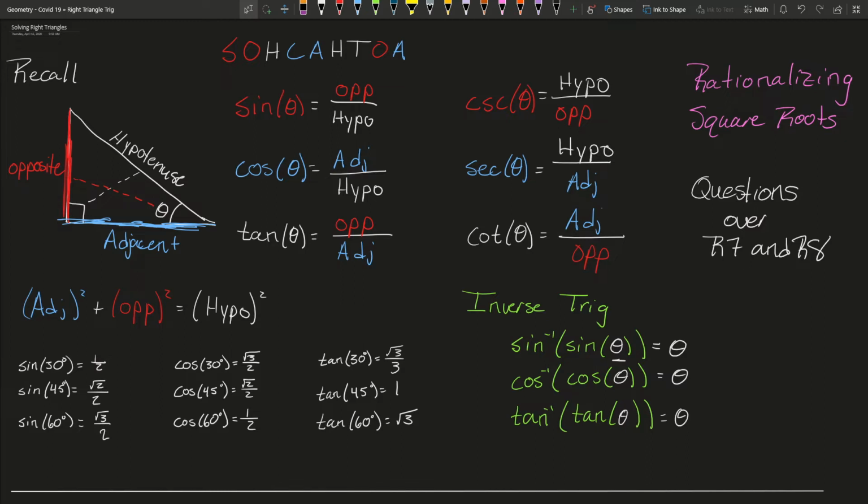Today, a couple things. One, we're going to review everything we've done so far, as you can see on the screen in front of you. I do want to go over a couple of questions on R7 and R8.